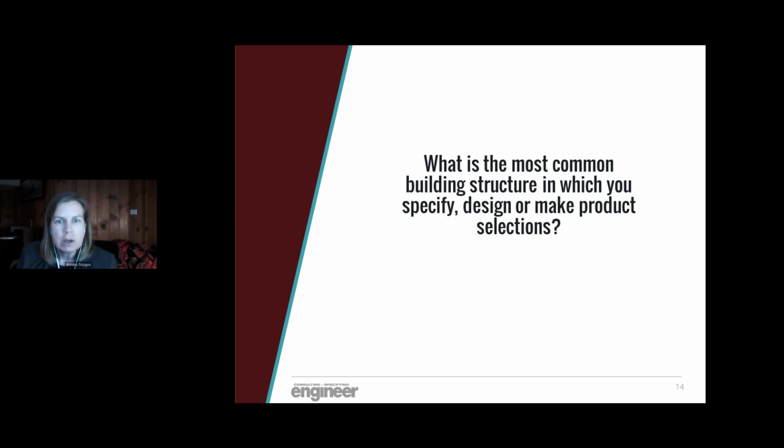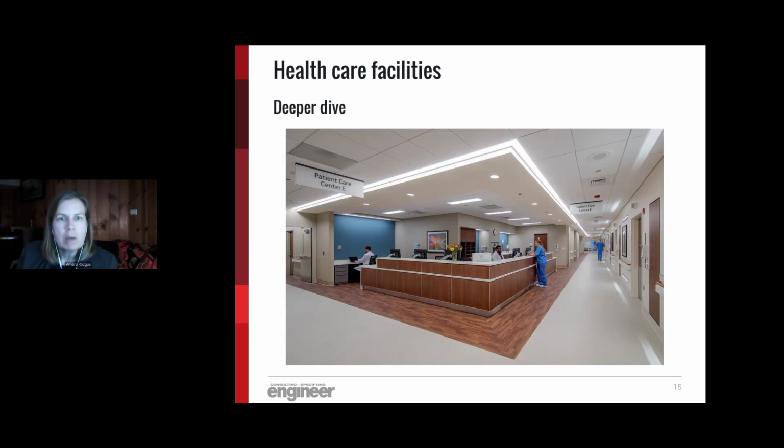So let's see here. Results are still coming in. It looks like a lot of people are working in hospitals and healthcare facilities. We have about a quarter of you working in hospitals and healthcare, and about 20% in data centers. And then we've got several folks working in public works facilities or municipal facilities. So we're going to target a couple different building types. I see here that data centers and hospitals look like they are the highest. So let's move on and start talking about those.